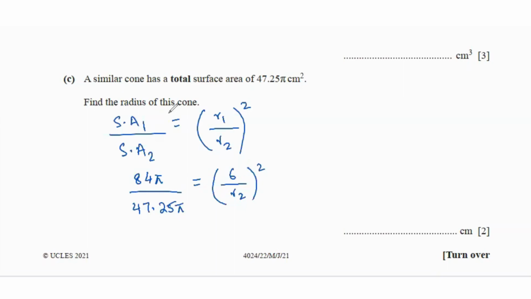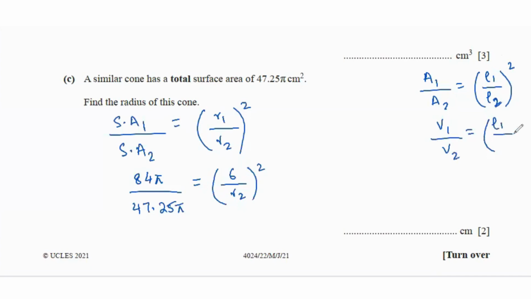And if they're talking about volume, then instead of squaring the ratio of lengths, you cube the ratio of lengths. So basically area 1 over area 2 would be L1 over L2 whole square. And for volume, volume 1 over volume 2 equals L1 over L2 cube. This is a condition for similar shapes.